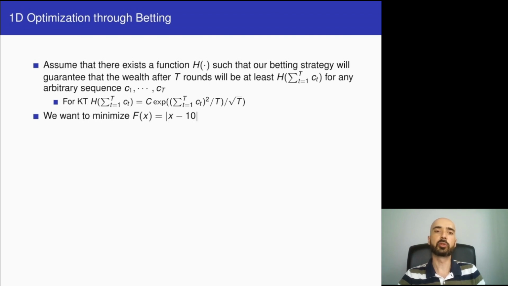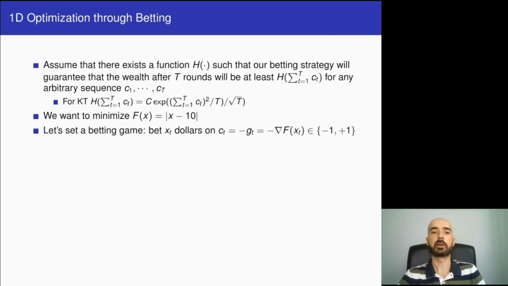Now, let's say that we want to minimize the function absolute value of x minus 10. Now, this is the most important line here. This is the reduction. Every time the betting strategy tells you to bet money with a sign, that is the x in which you query the gradient. You take the gradient, you flip the sign, that is the coin.